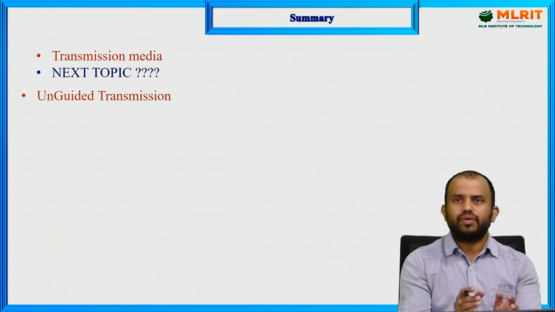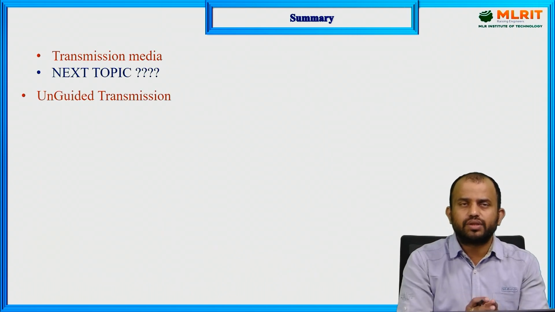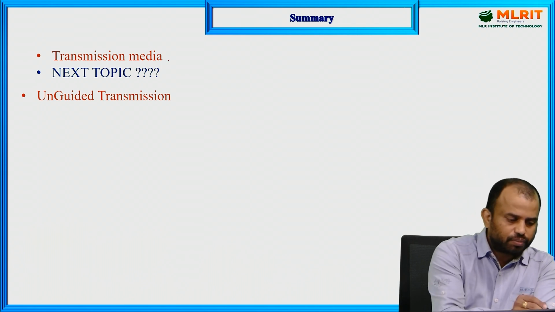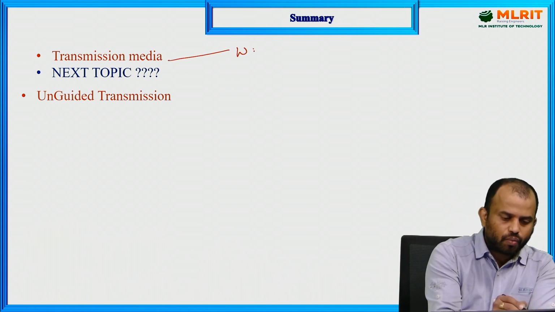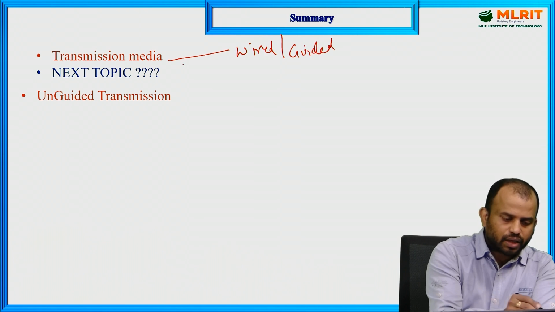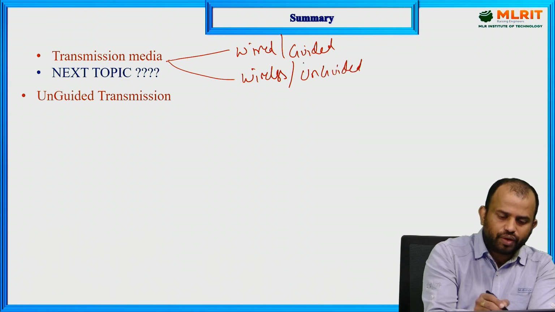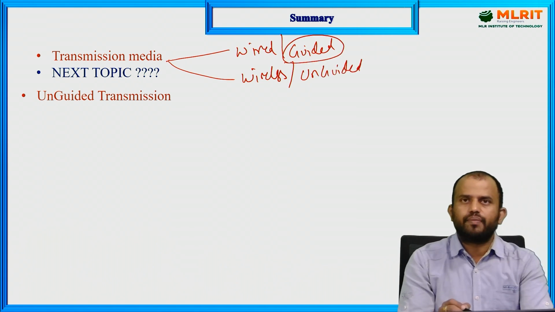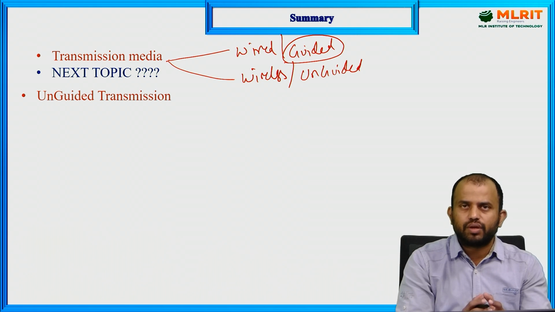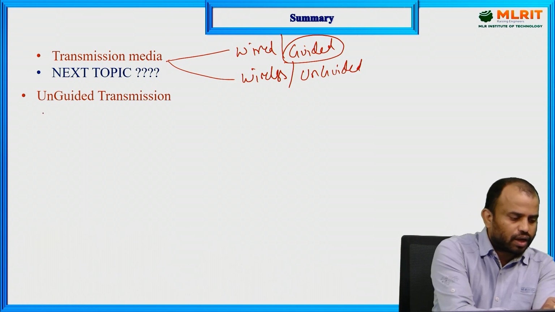In this session, we focused on transmission media. In transmission media, there are two things: wired communication, which we call guided media, and wireless communication, which we call unguided media. In this session, we focused on guided media, meaning what kinds of cables we use and how they work. In the upcoming session, we will discuss unguided transmission media.